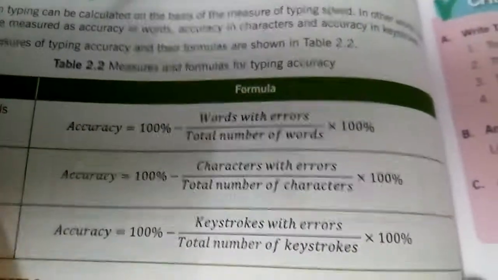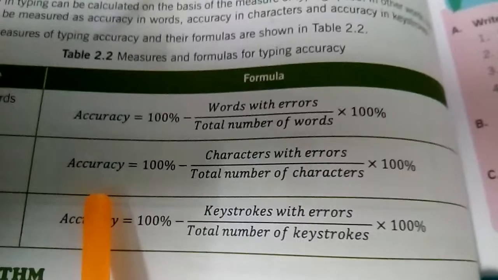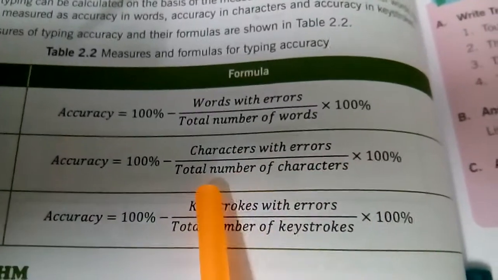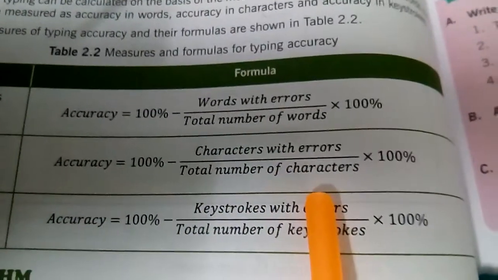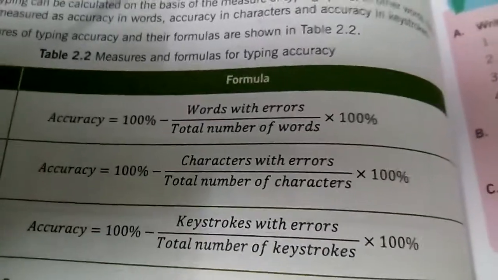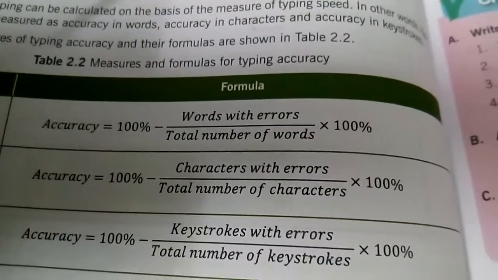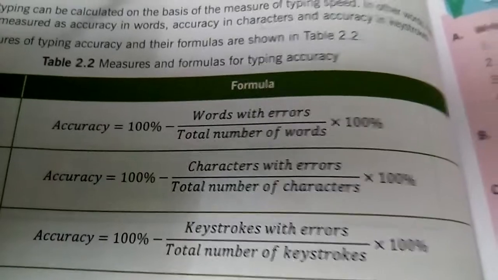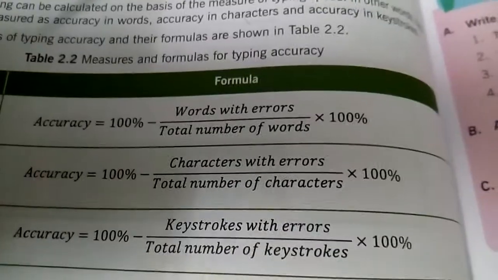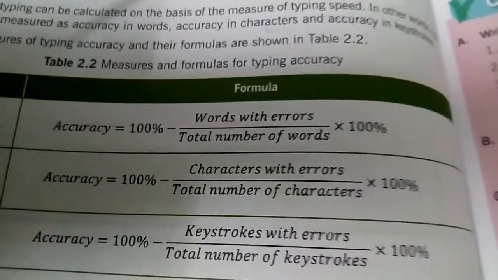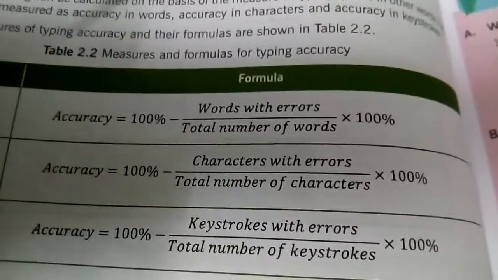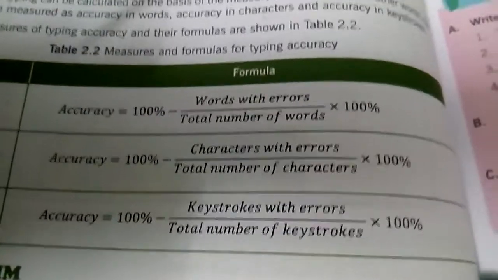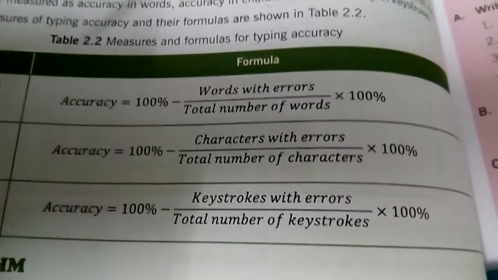Next one is accuracy in characters. Accuracy in characters equals 100% minus characters with errors divided by total number of characters. Suppose you have typed 30 characters, and within these 30 you check how many characters you have done wrong. Suppose 2 you have done wrong out of 30. So 100% minus 2 divided by 30 into 100%. This one will be accuracy in characters.